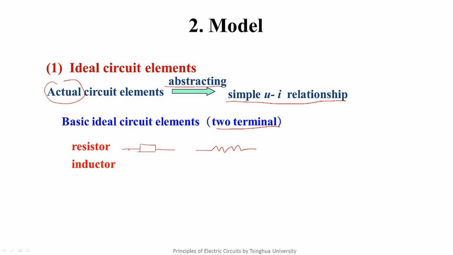The two-terminal ideal circuit elements also include the inductor. Here's its symbol. The capacitor symbol is here. And the source. If a source is a DC one, it's often drawn like this. More generally, we may draw it like this.